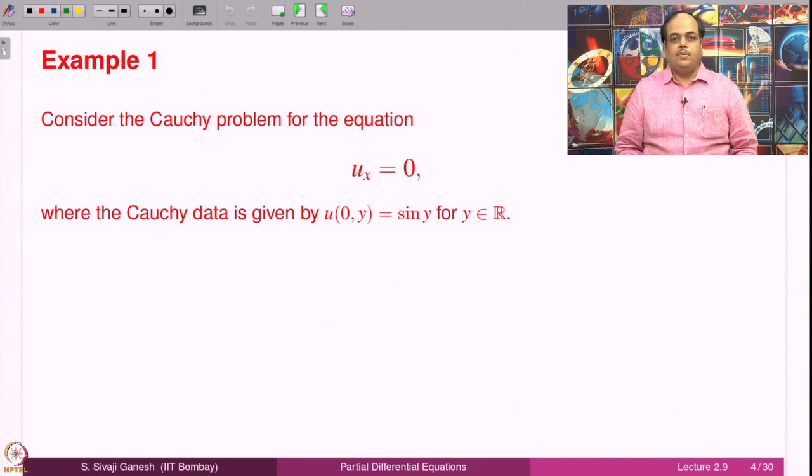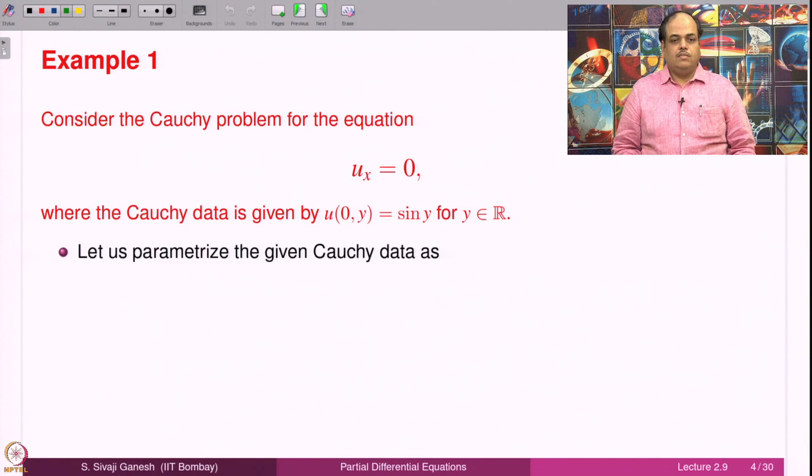This is the simplest example that we considered in the beginning. u_x equal to 0 and data is u0(y) equal to sin y. So, how do we solve this? We need to first parameterize the given Cauchy data. x equal to 0, y equal to s, z equal to sin s, and y in R, therefore s in R. So, this is our datum curve.